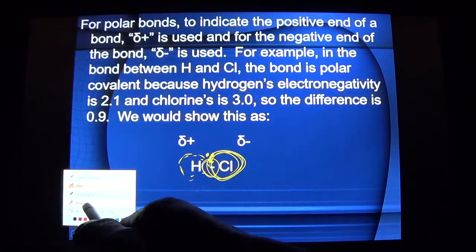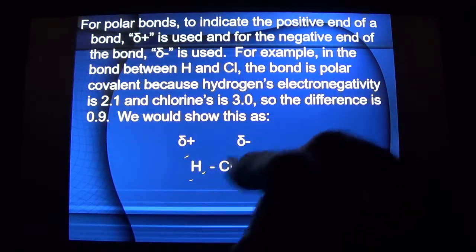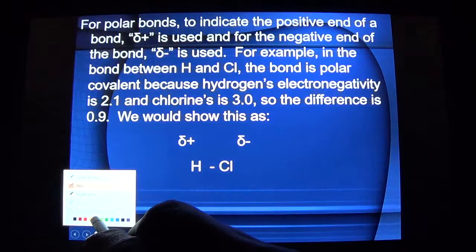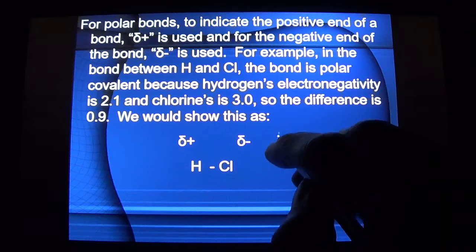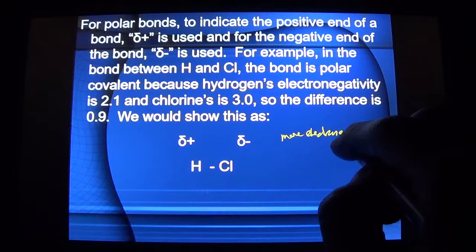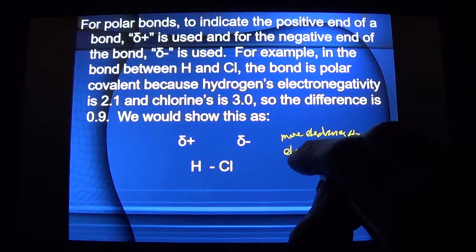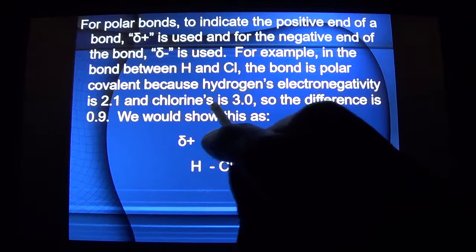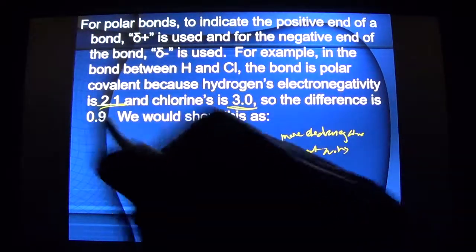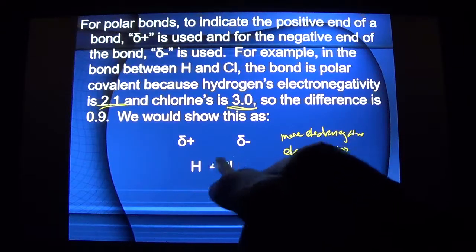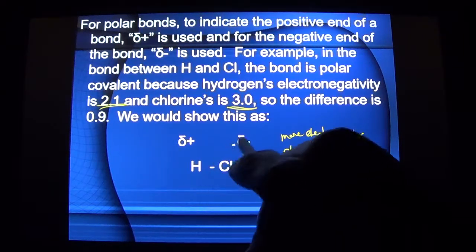Well, I've already mentioned that. I hope you caught it earlier. If not, here's your second time. It's really easy to know: the more electronegative element wins. So chlorine being 3 compared to hydrogen's 2.1 means that chlorine's going to get the electrons more of the time. If it gets the electrons more of the time, that end of the molecule is going to be negative.